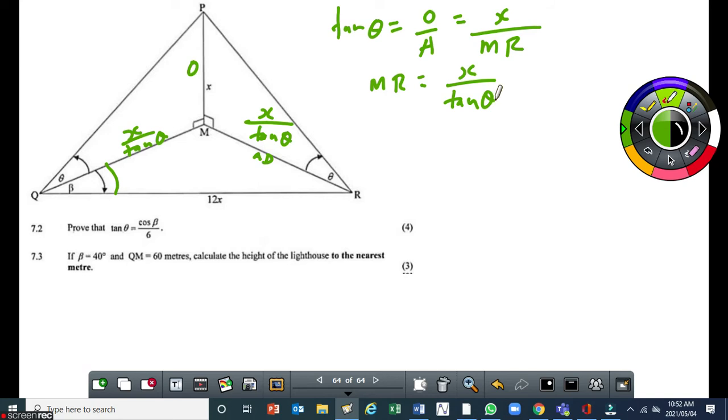Now to create the cos, you may need to use the cosine rule. Okay? You may need to use the cosine rule here. Now if you use the cosine rule, it means you are trying to find the length of MR using this 12, x, that theta, and that x divided by tan theta. Okay? But that same length.